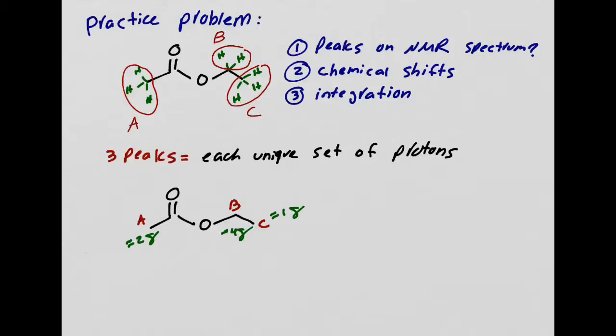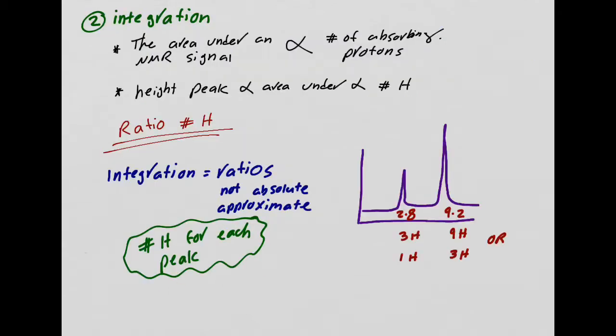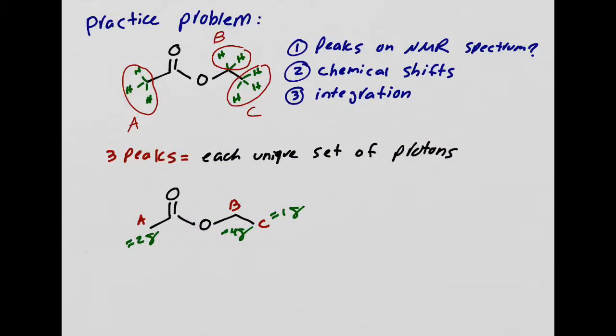You know how many peaks you're expecting. You know the chemical shifts. Now, the next thing to do is integration, right? We're going to go over integration. Okay. So, what kind of integration do you expect? And remember what we talked about, integration is number of hydrogen for each peak. So, I know I have 3 peaks. I have a peak here, a peak here, and a peak here. Now, what's going to be the integration for each peak?